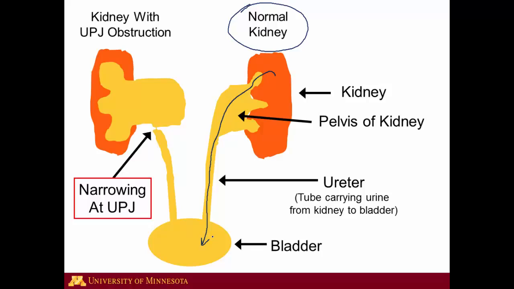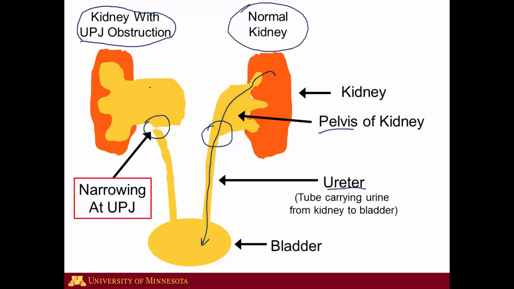And when we talk about Ureteropelvic Junction obstruction, what we're focusing on is the area between the pelvis of the kidney and the ureter. And that area is right here. Now if we go to the left hand side of the kidney with UPJ obstruction shown here, you can see that there's a narrow area at the UPJ, and that's right here.